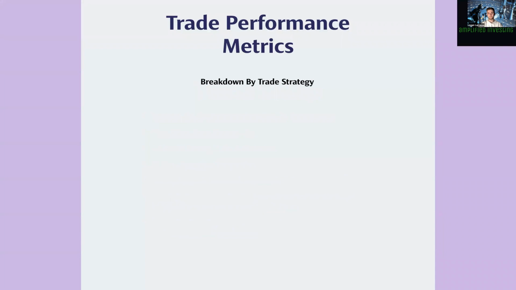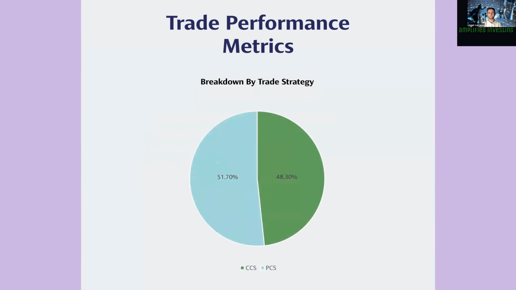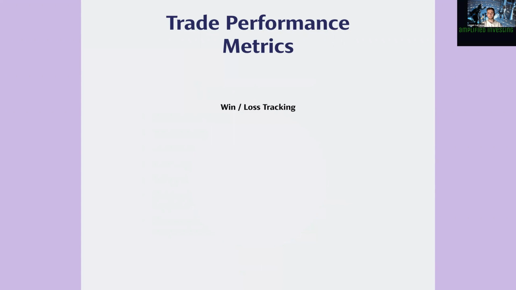So let's talk about our trade performance metrics, right? Over the course of these 90 trades, 51.7% of our trades were PCSs, 48.3% of them were CCSs, right? That is a little bit skewed. I would expect in a non-bear market, it would probably be closer to 60-40, maybe 70-30, the higher value being the PCS. But in this bear market, the opportunity for more call credit spreads presents itself. So that's to be somewhat understood.